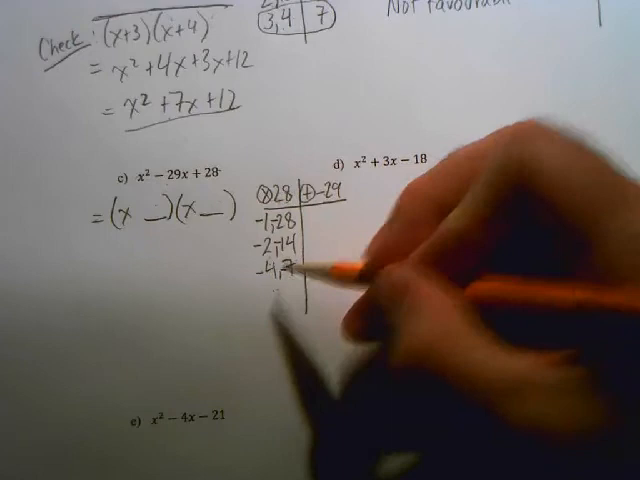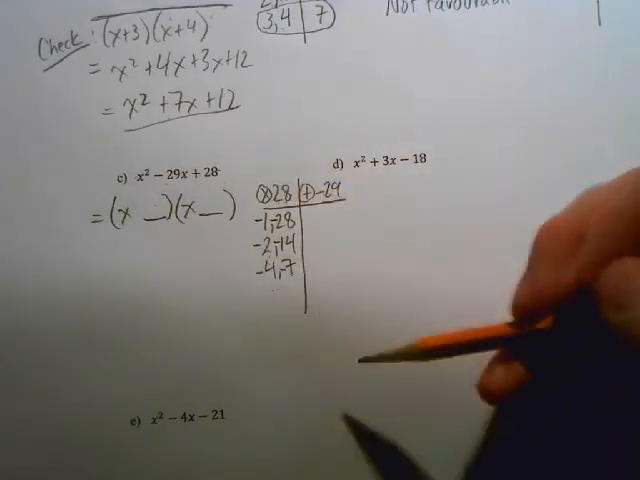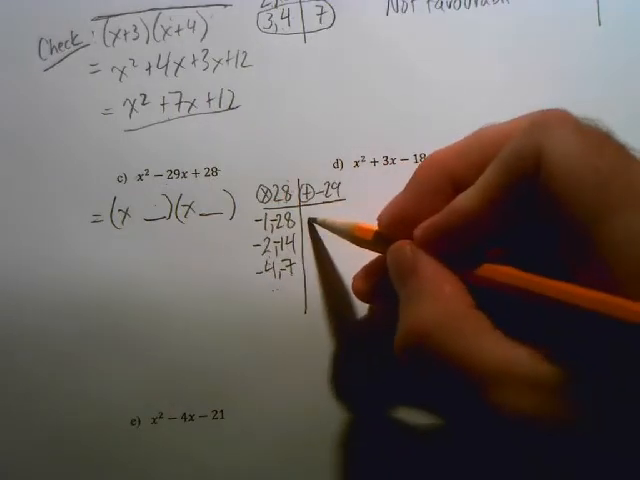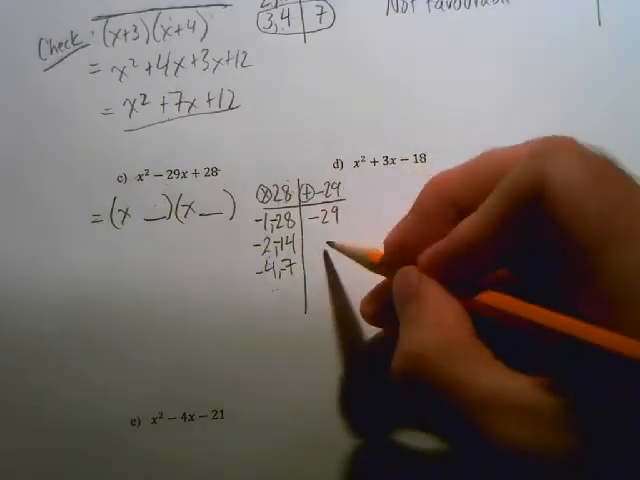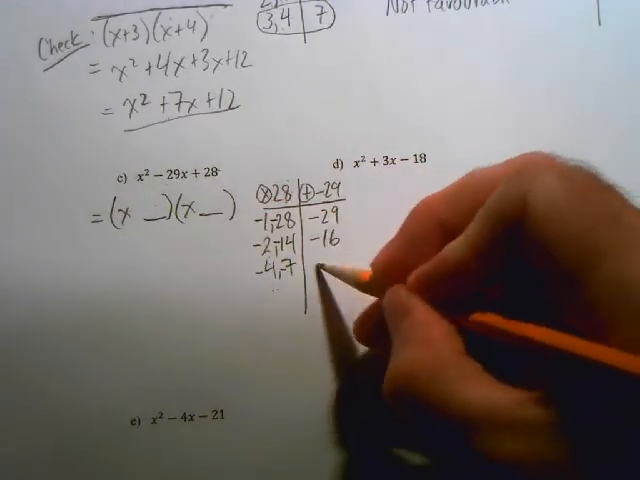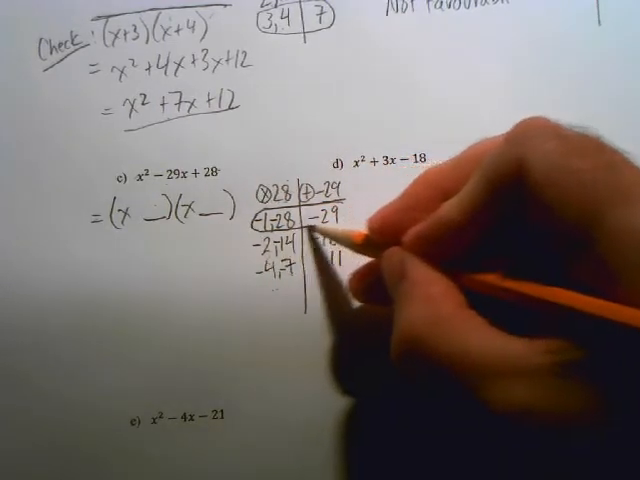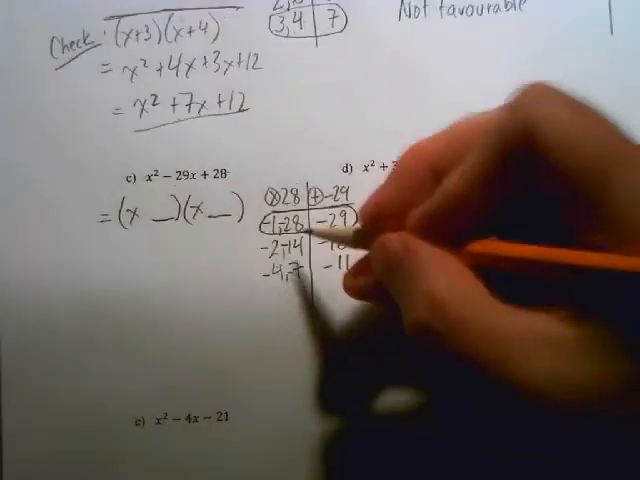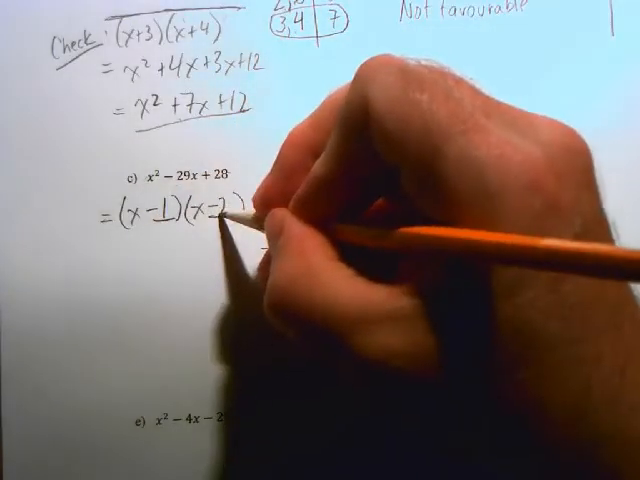That's the only way I can multiply them and get something positive and add them and get something negative. Okay, so now I'll add these pairs up. I get negative 29 right away. Just to double check, I get negative 16, negative 11, and negative 29 was what I was looking for. So I can go back and put these numbers in. I have a -1 and a -28.